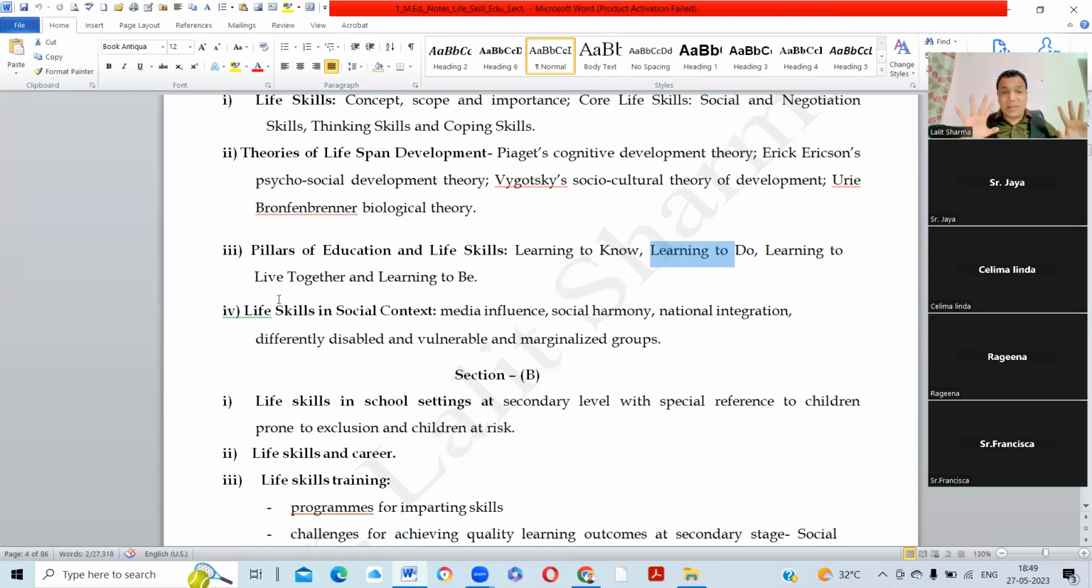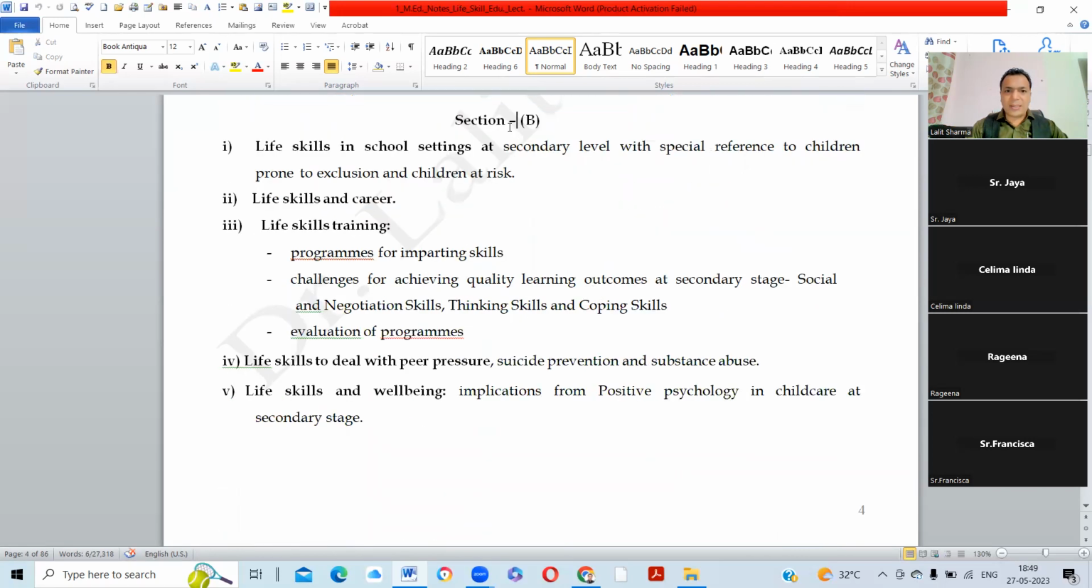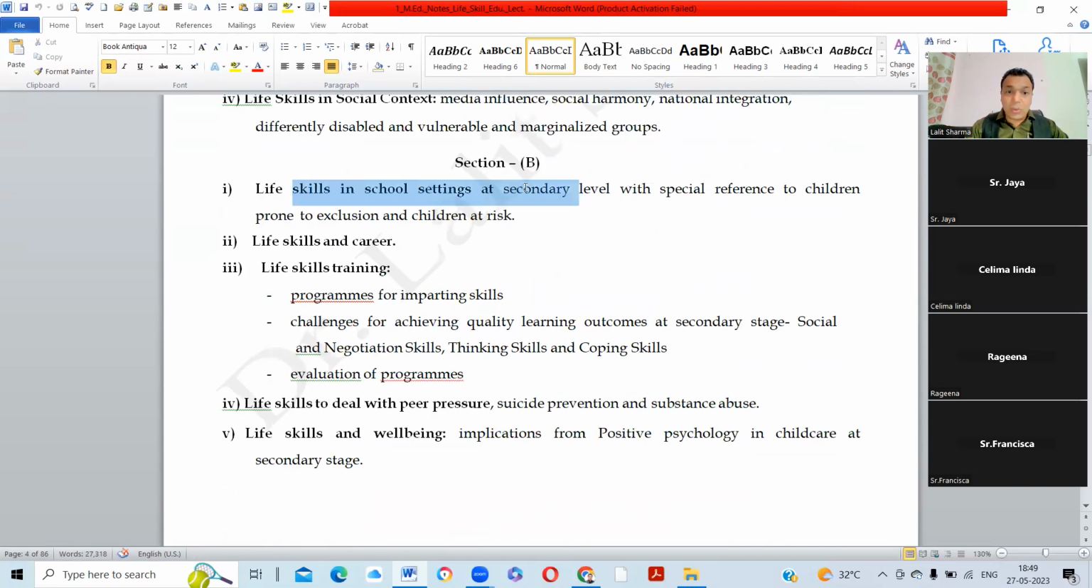Under this paper, this is a very, very easy paper, guys. In this paper, all the life skills are covered: skills a person should have, a teacher should have, a principal should have. Then life skills in a social context: media influence, social harmony, national integration, differently disabled, and vulnerable and marginalized groups. And under Section B, life skills in school settings at the secondary level. This is the most important.